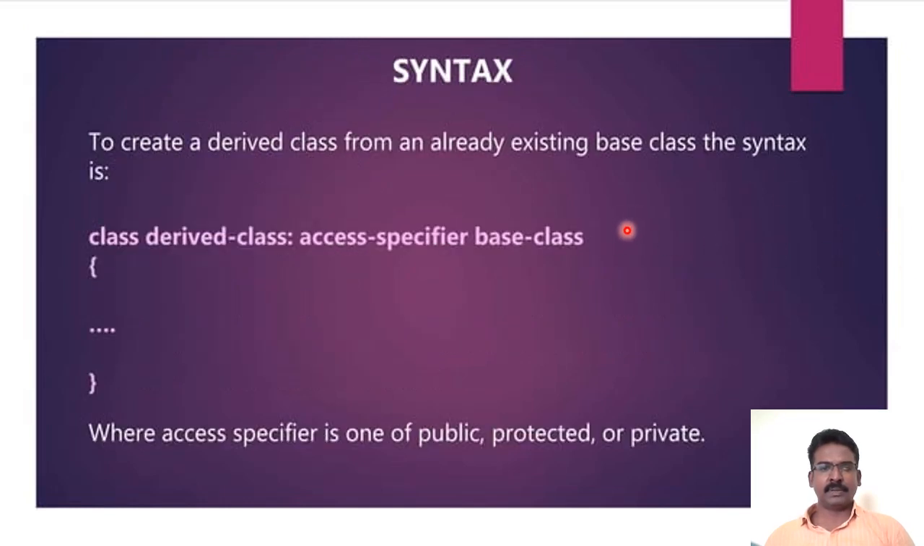So this is the syntax for inheriting or creating a derived class. Here you have to use the keyword class followed by the name of the derived class, and then you use the colon symbol, followed by the access specifier, that is either public, protected, or private, and then the name of the base class.